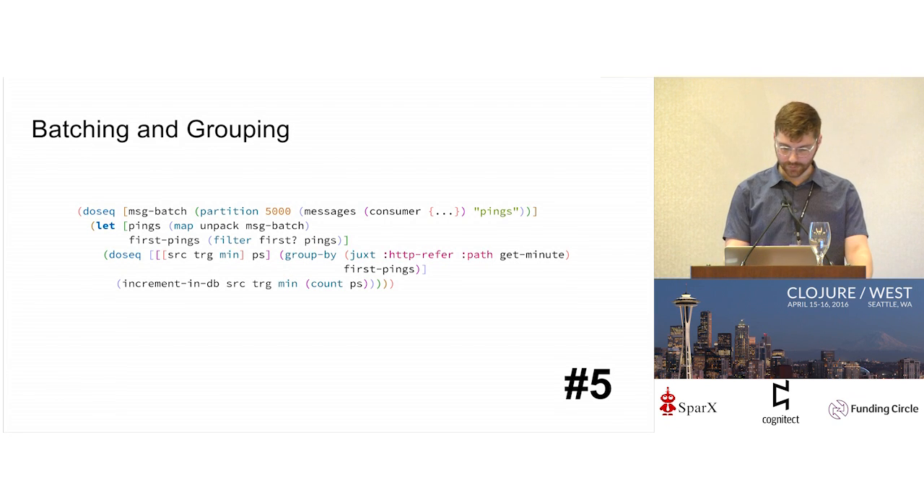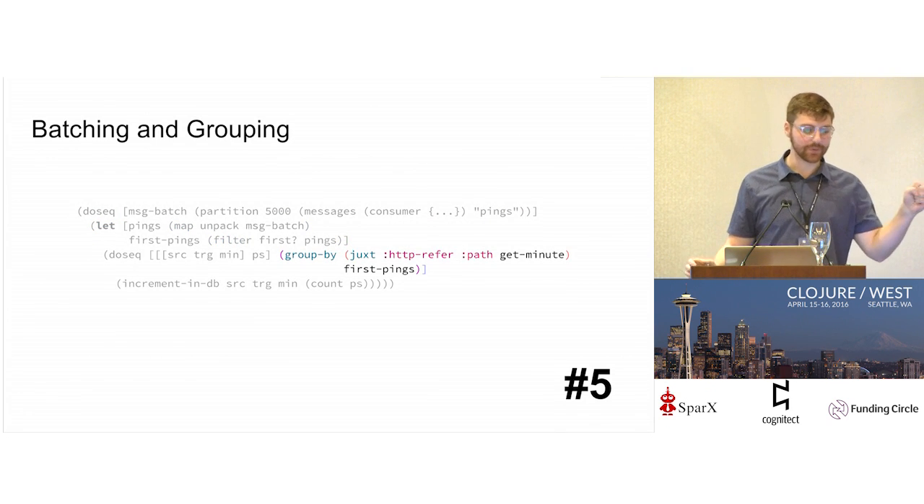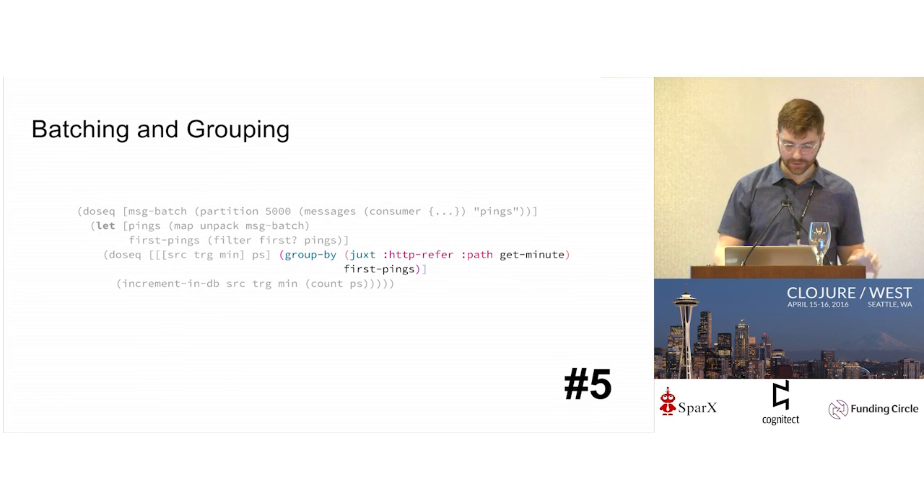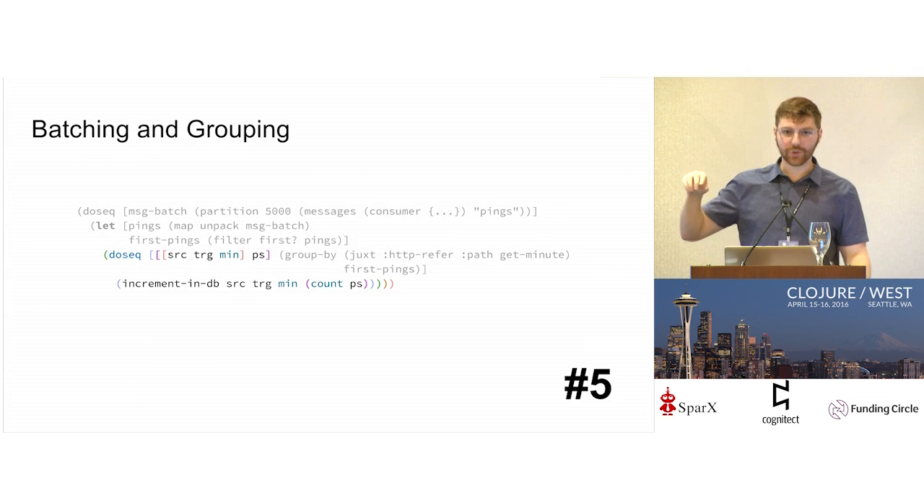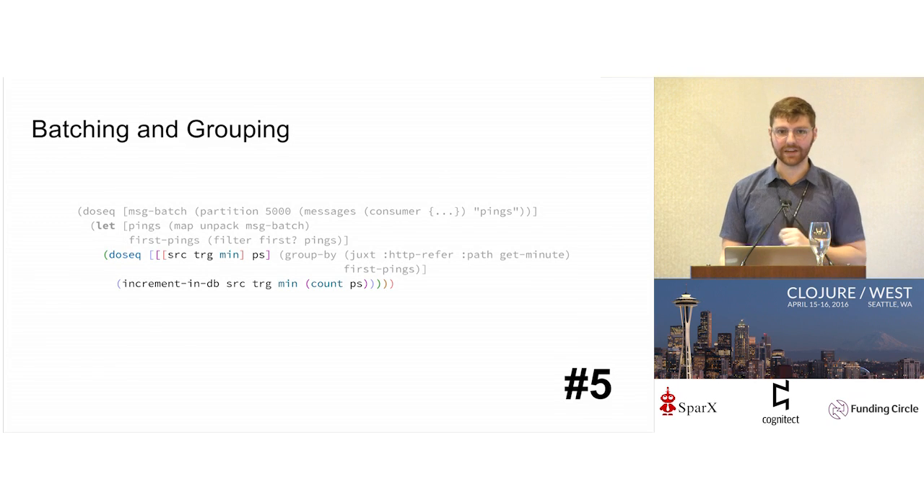And then I can step through these. Map, filter. Then we're going to group this data by the HTTP refer, the path, and the minute. Again, this is the source, the target, and when it happened. And then we're going to iterate over the grouping, the source, the target, the minute, and the messages, and then increment that count in the database. So now we should be good, right?